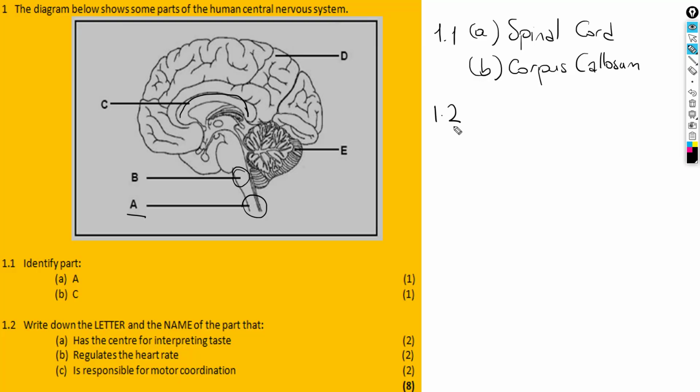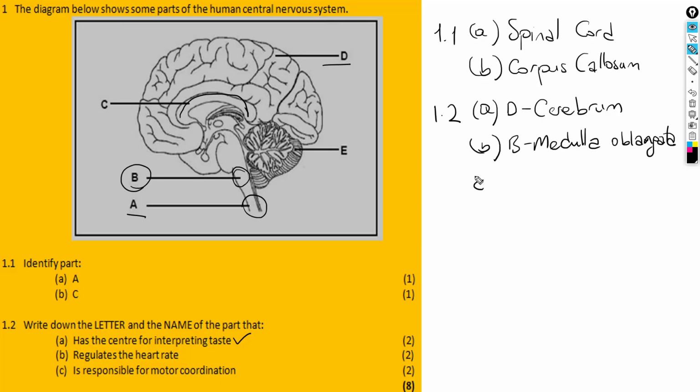And 1.2 says write down the letter and the name of the part that has the center for interpreting taste. So that's going to be D, cerebrum. Now B asks for the part regulating the heart rate. Heart rate is an involuntary muscle activity and that is controlled by B, the medulla oblongata. And C is asking for the part which is responsible for motor coordination. And we said motor coordination is controlled by the cerebellum, which is E. So these are the answers for this question.